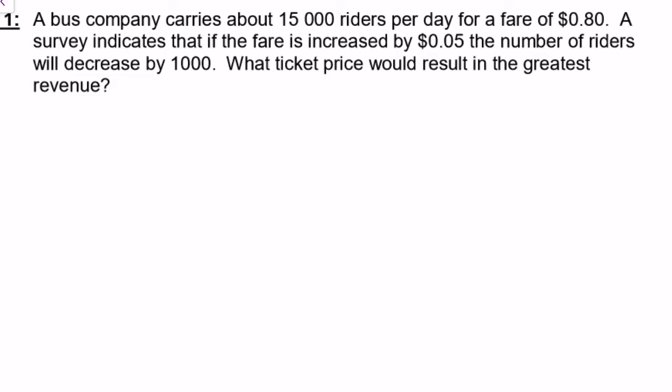So for example, a bus company carries about 15,000 riders per day for a fare of 80 cents. So this isn't super realistic because I don't know what it costs to ride a bus anymore, but it's sure not 80 cents. So that is what it is. Survey indicates that if the fare is increased by 5 cents, the number of riders will decrease by 1,000. So you lose a lot of riders every time you increase the price by 5 cents, and probably vice versa. If you decrease the price by 5 cents, then you're going to increase. So it's always this kind of assumption that however much it decreases by, if you do the opposite, it'll increase, or vice versa. So we want to find the ticket price that'll result in the greatest revenue.